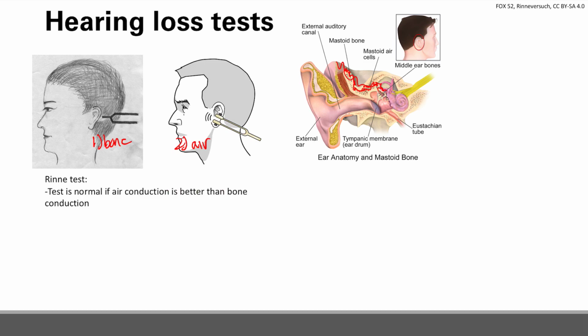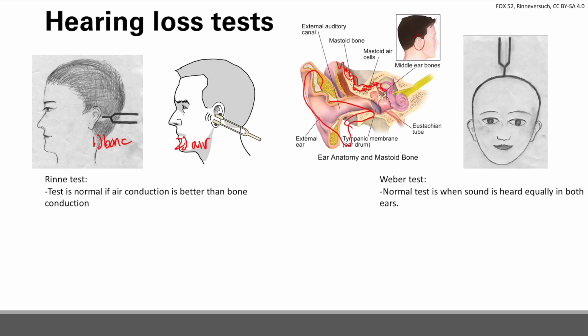So this is a normal test when air conduction is better than bone. And what that means is that they are still able to hear the tuning fork once it's been removed from the bone and it's put near the ear. So remember, you take it off the bone once that patient says they no longer hear the sound. So they stop hearing the sound, you take it off the bone, you put it near the ear, and they hear it again. That's a normal test. And this is because the outer ear, which is this canal here, normally conducts sound better than the bone will if nothing is obstructing that outer ear.